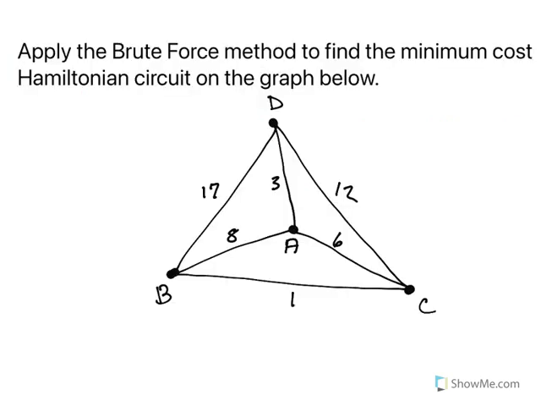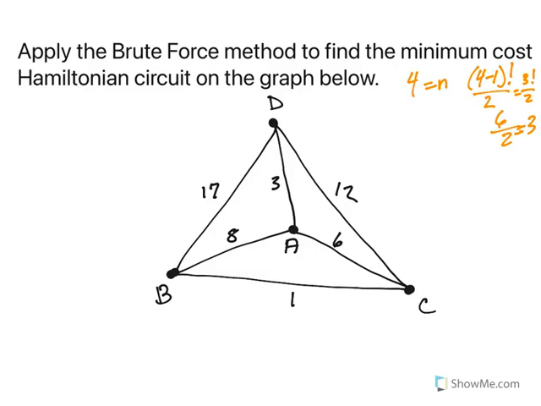Let's apply the brute force method to find the minimum cost Hamiltonian circuit on the graph below. Now, recall from past lives that in this particular case, we have 4 vertices. So that means n is 4. So if I would take 4 minus 1 factorial divided by 2, this tells me how many distinct or unique Hamilton circuits there are. So 3 factorial over 2, well, 3 factorial is 6. 6 divided by 2 is 3. So I know there are 3 distinct Hamilton circuits. Great. Let's check this out.